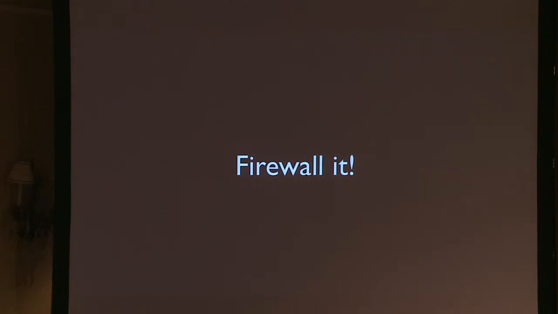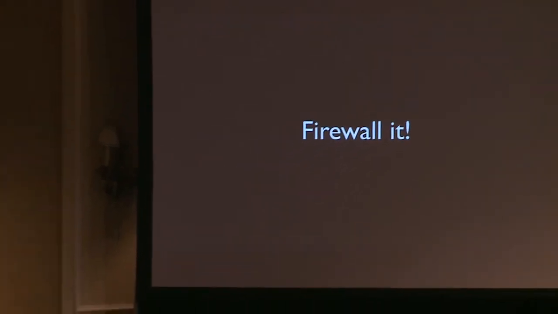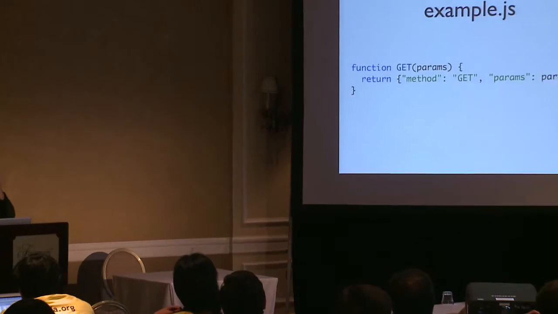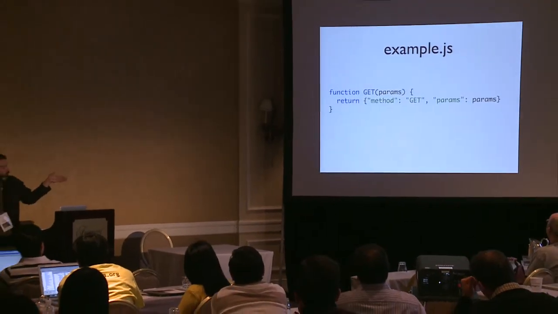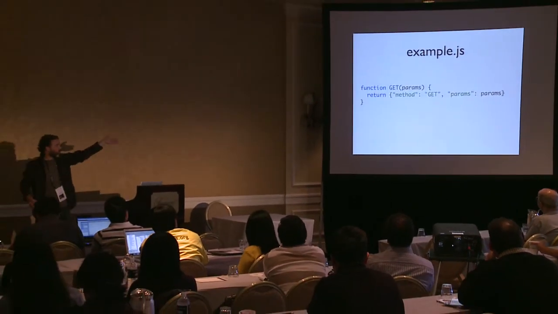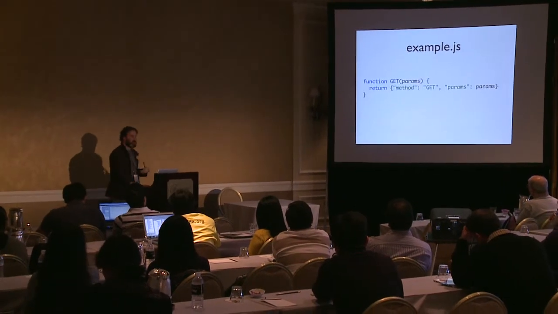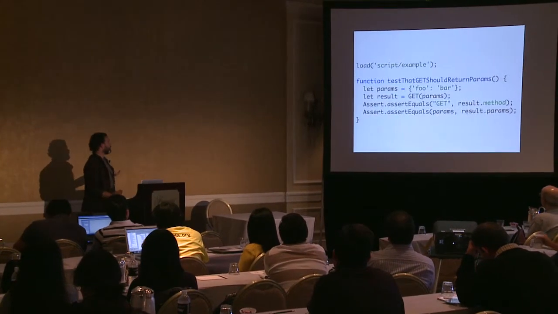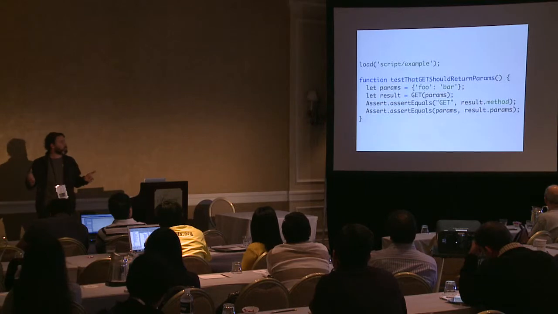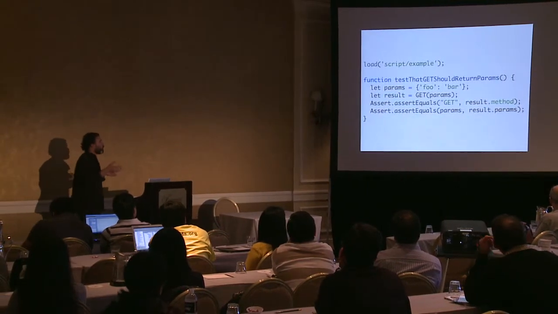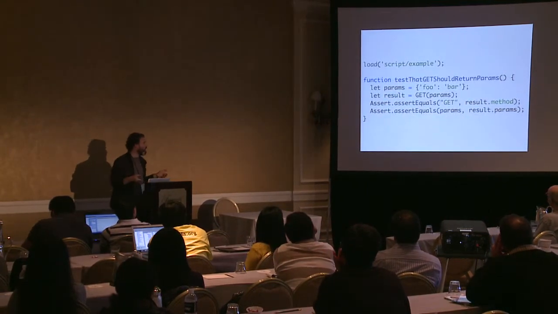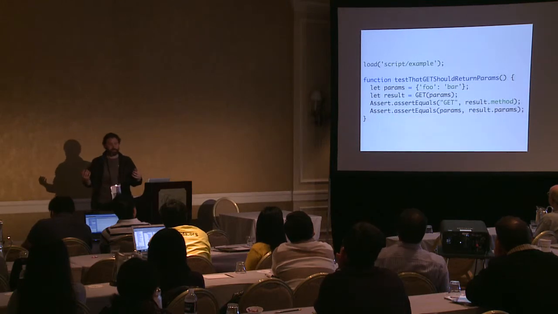So once you've got this out in production, you're going to want a way to test it, right? So how do we test it? Well, if we've got a function that looks like this, getParams, returns method get and the params, really we want to be able to write a unit test that looks something like this, right? We want to take some set param, and we want to assert that we're getting GET back as the method and the params back as the params.